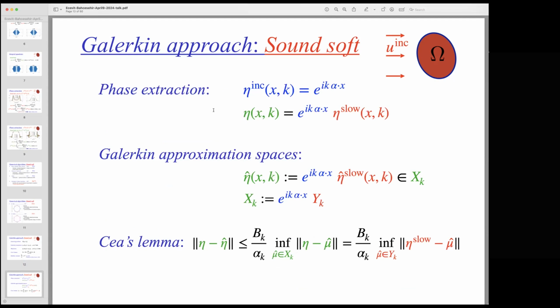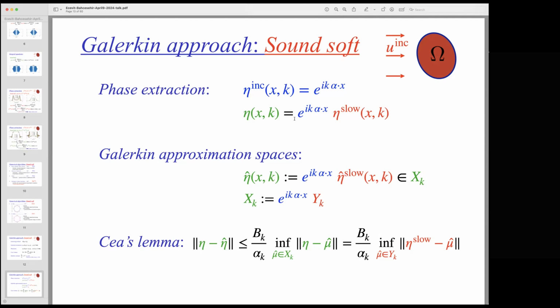So the idea here is that I'm writing eta instance, but this is not eta instance, it is u instance. u instance of x, k is my plane wave, e to the i k alpha dot x, where alpha is the direction of the plane wave. And then in the next line in green, eta of x, k is written extracting the phase, using the phase of the incident wave, e to the i k alpha dot x. So this gives rise to the envelope, eta's law. And we are trying to approximate eta, what is in green on top, by eta hat.